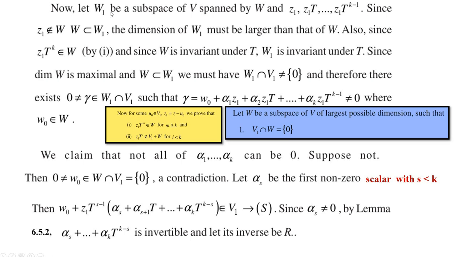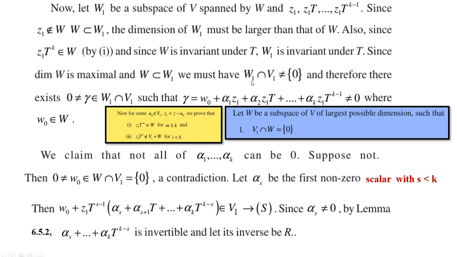Next, let W1 be a subspace of V spanned by W and this. Now since Z1 does not belong to W, and W is contained in W1, the dimension of W1 must be larger than that of W. Also, since Z1 T power K belongs to W by the first one, and W is invariant under T, W1 is also invariant under T. Now, the dimension of W is maximal with the property that V1 intersection W is singleton 0. And here W is contained in W1.